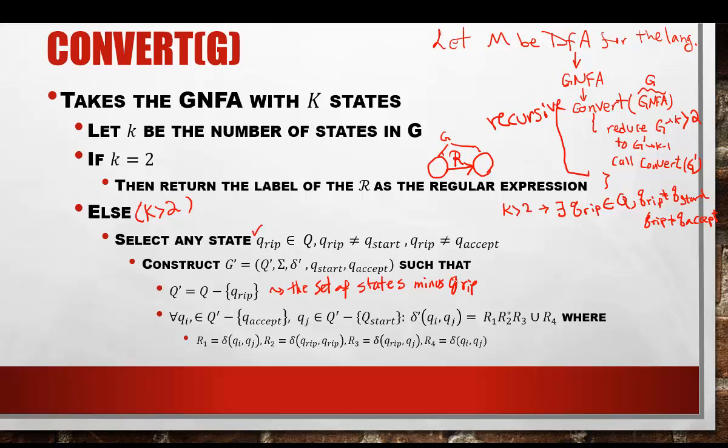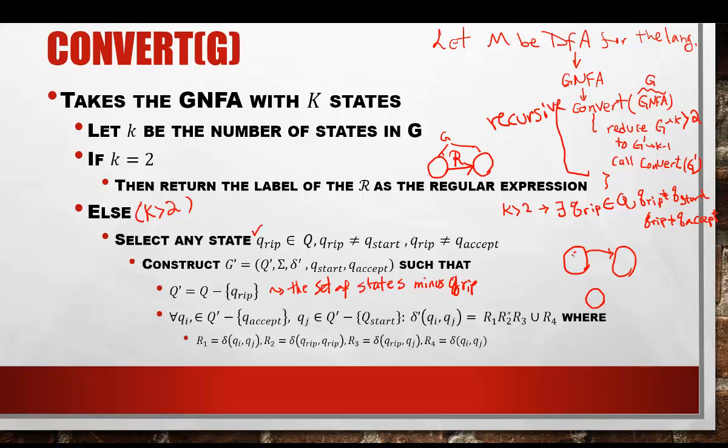Right? So I took the QRIP out, now I'm left with k minus 1 states. And then for every QI that's not Q accept, or for every QJ that's not Q start, I'm going to calculate the new delta prime of QI QJ with this equation. It would be R4 union with R1, R2 star, R3. Remember the previous conversion idea that we did?